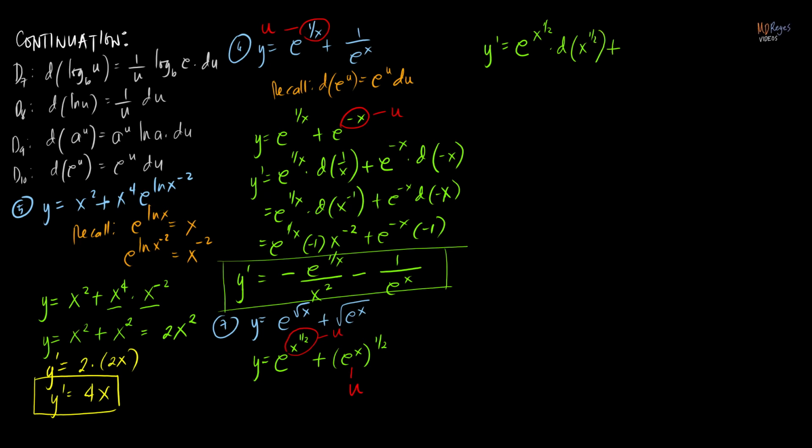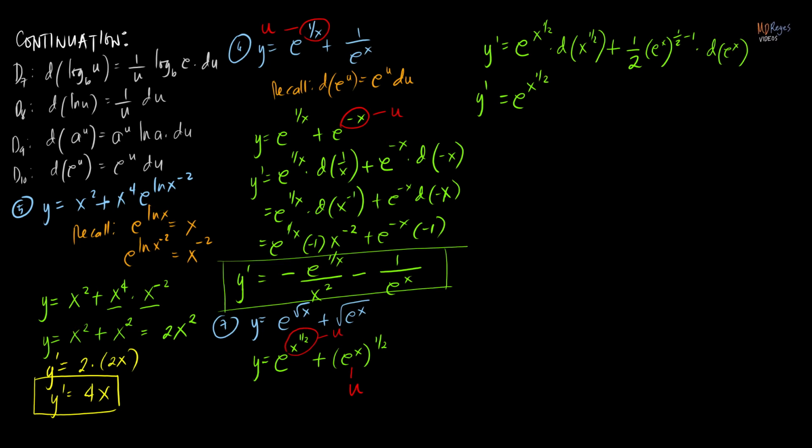Plus, in the second term, it's the derivative of u raised to 1/2. So using the general power rule, it's 1/2 e to the x raised to 1/2 minus 1 times the derivative of the base, where the base here is e to the x. We're not yet done with the differentiation because you still see the derivative of x raised to 1/2 and the derivative of e to the x in the equation.